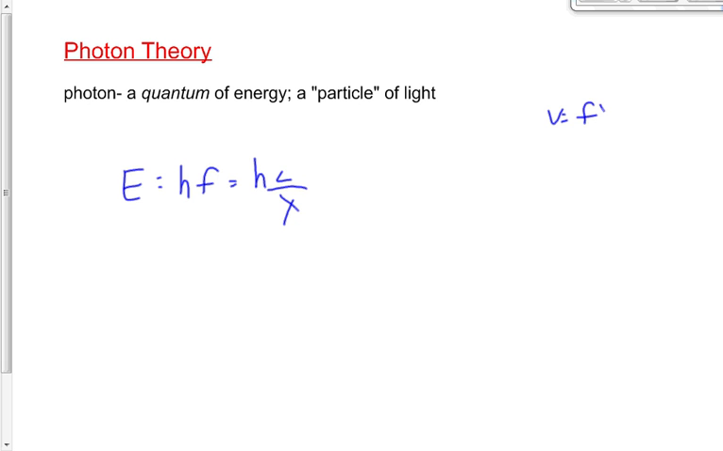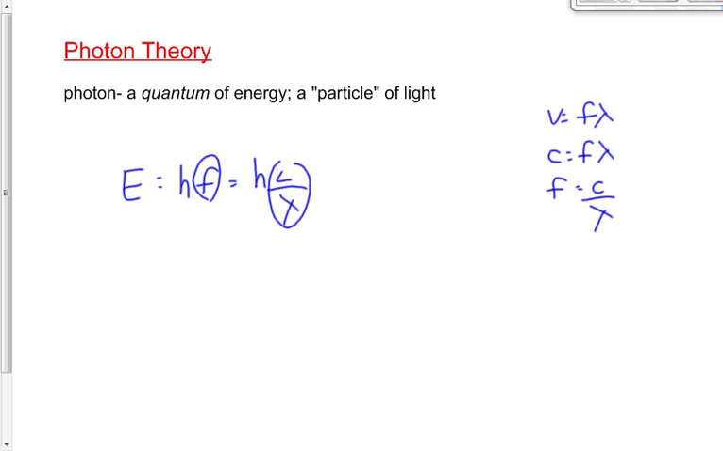Well, we know v is equal to f times lambda, and in the context of EMR, v is c, the speed of light. If we rearrange that to solve for f, we get c over lambda, and if we sub in c over lambda for f, then hf becomes hc over lambda.